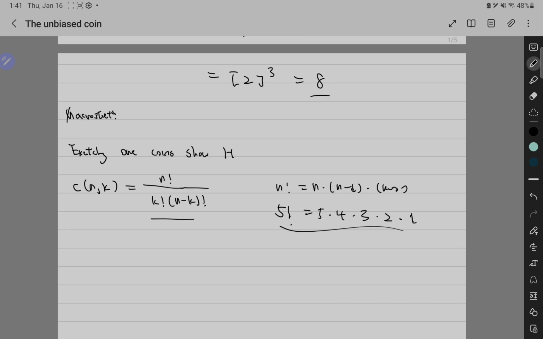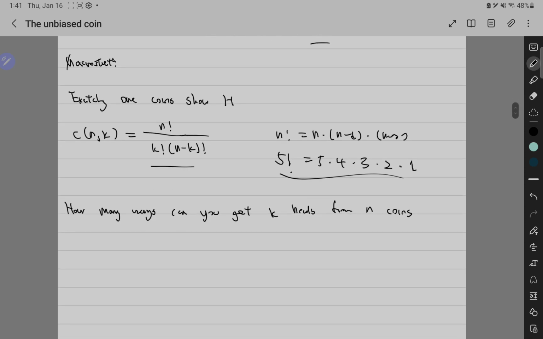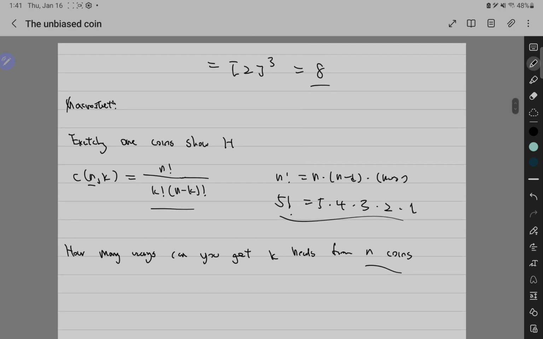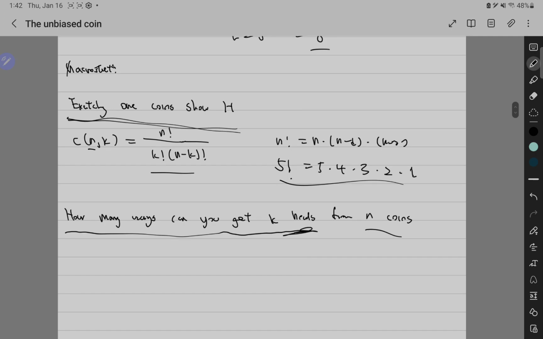So what is this formula? What does this tell us? This formula gives us, and I'm going to write this down, it's very important: how many ways can you get k heads from n coins? So n here represents how many coins we have in total. In this case, 3, right? We're flipping 3 unbiased coins, so that's n. And then our condition says I want exactly 1 coin to show H. So our k here is going to be 1, because we can choose our k value by defining how many ways you can get k heads. In this case, we're looking for the number of microstates where you can get 1 head, so 1 is going to be our k value.